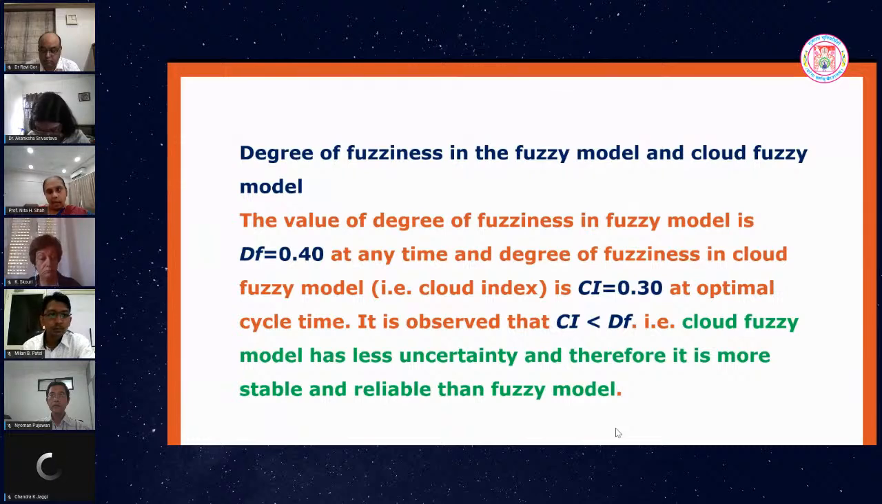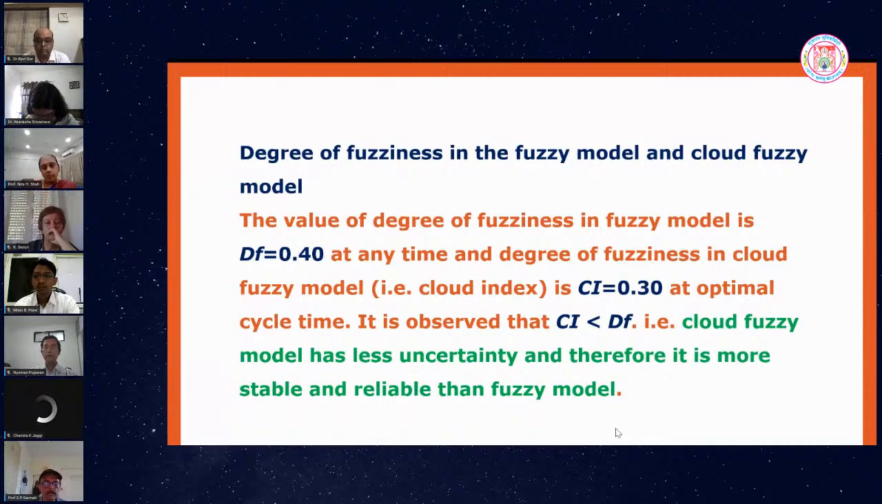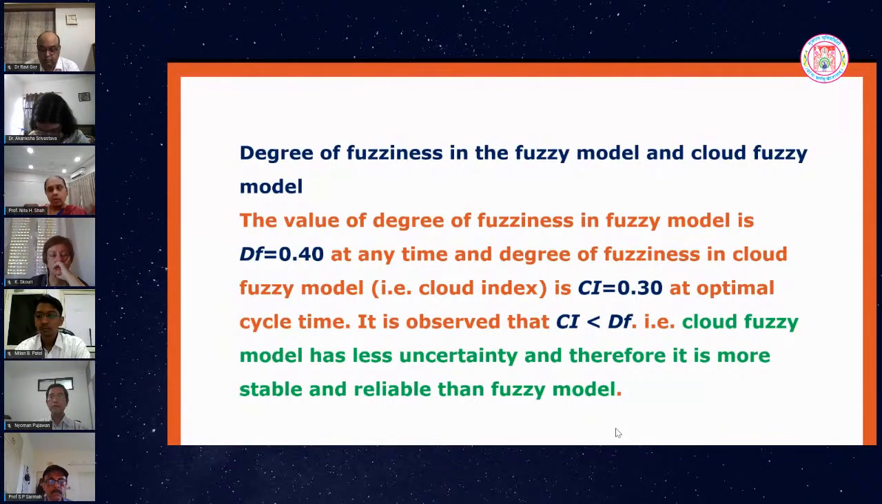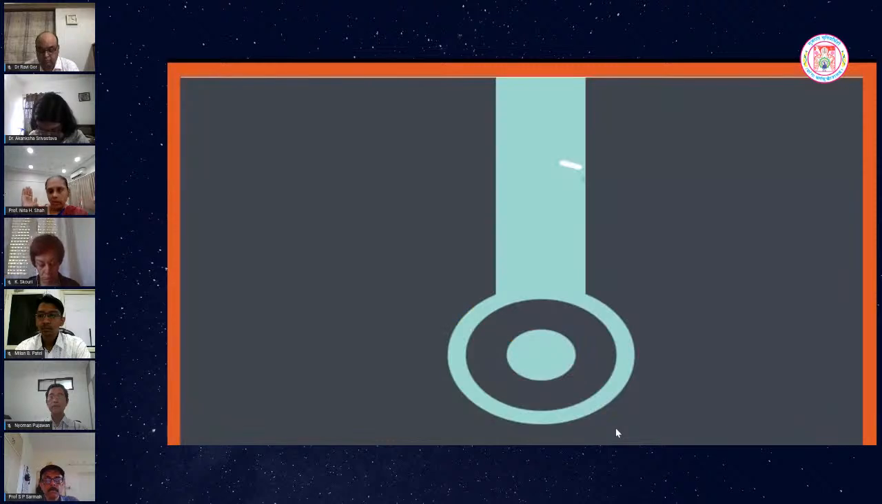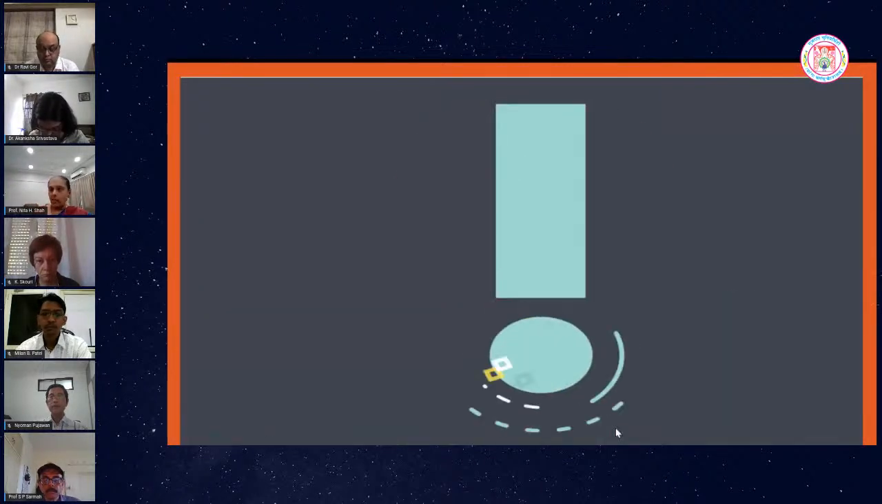Obviously, when the cloud fuzziness degree is less than the degree of fuzziness, that means your uncertainty problem in inventory parameters is getting solved, and therefore it is more stable. That is, retailers or the market should not worry about the uncertainty for a longer time. So we say that there is less uncertainty, and therefore it is more stable, or will get more stable and reliable. So don't panic, and wait for some time. The uncertainty will get resolved. So this is what is from my end. Questions are welcome.